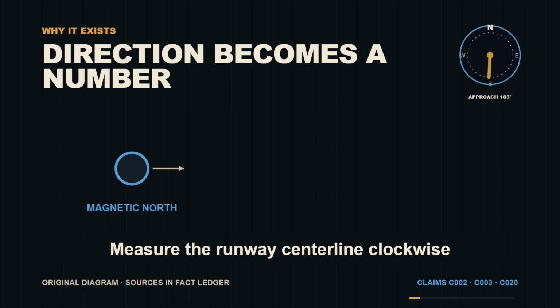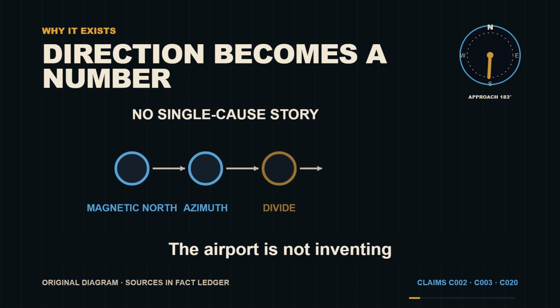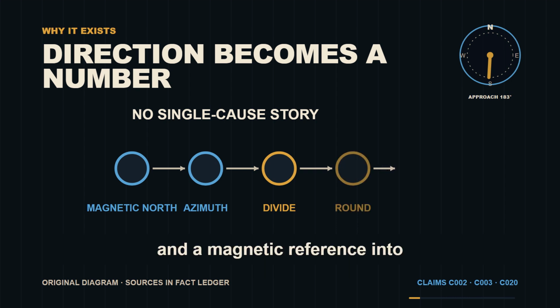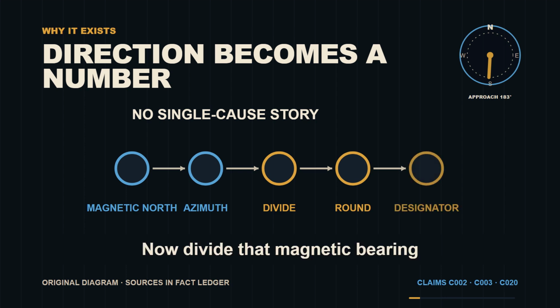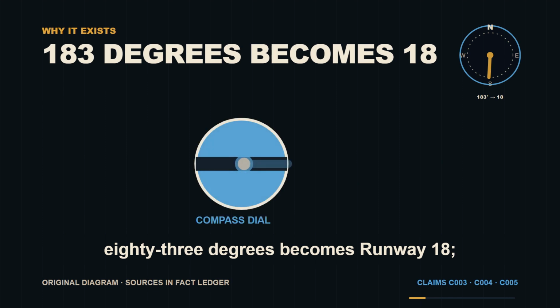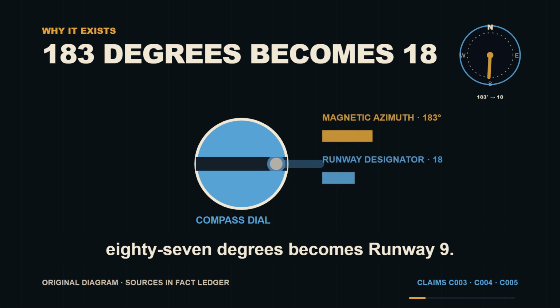Measure the runway center line clockwise from magnetic north, then express that azimuth in degrees. The airport is not inventing a name. It is turning geometry and a magnetic reference into an operational label. Now divide that magnetic bearing by 10 and round to the nearest whole number. A centerline at 183 degrees becomes runway 18. 87 degrees becomes runway 9.